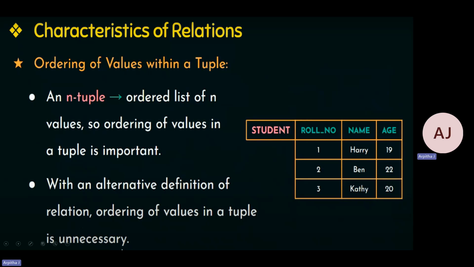So there are two things in this characteristic, ordering of values within the tuple. So two ways you can enter. One is in the ordered list. It is very important to enter in the ordered list. That is how you have created your table, and that is how you have to enter the data. The next one is, if you do not want to enter in the ordered list, how you can enter.